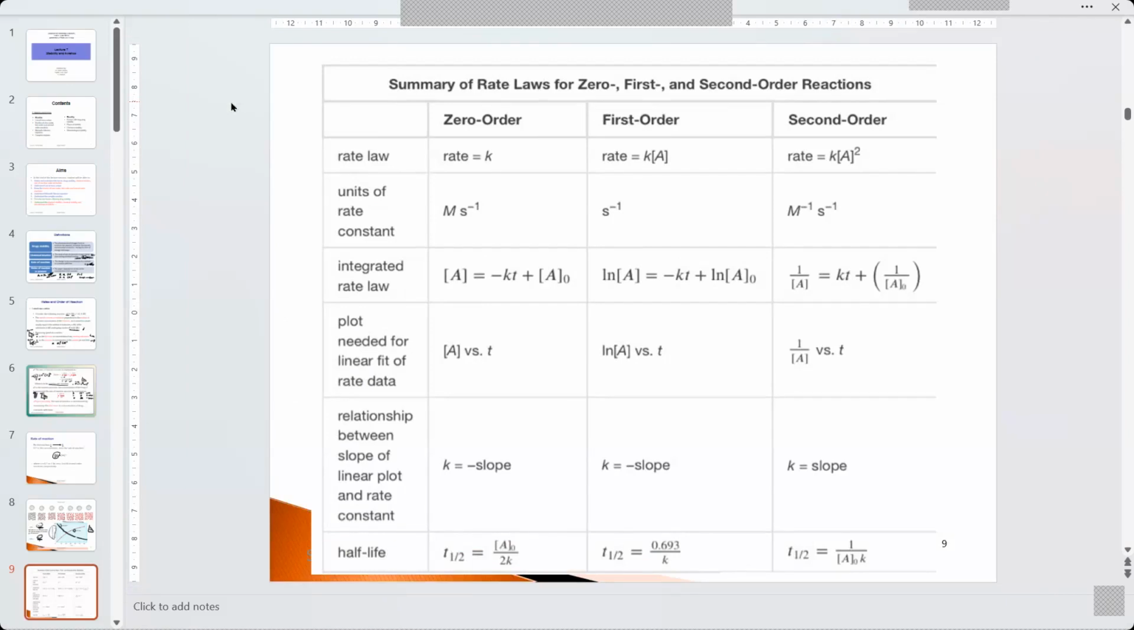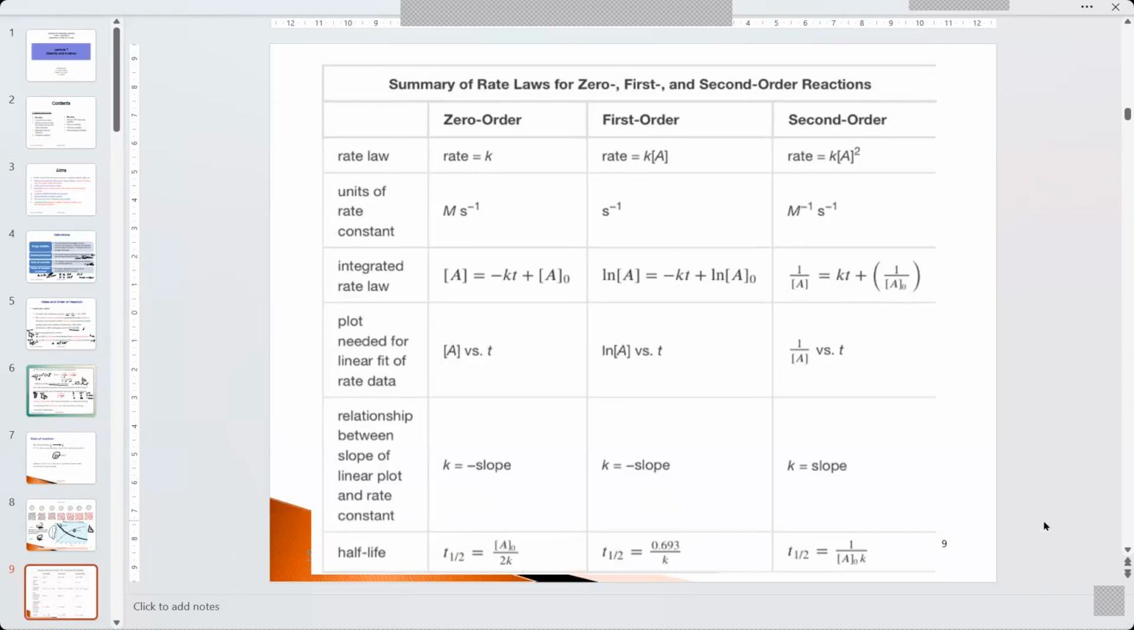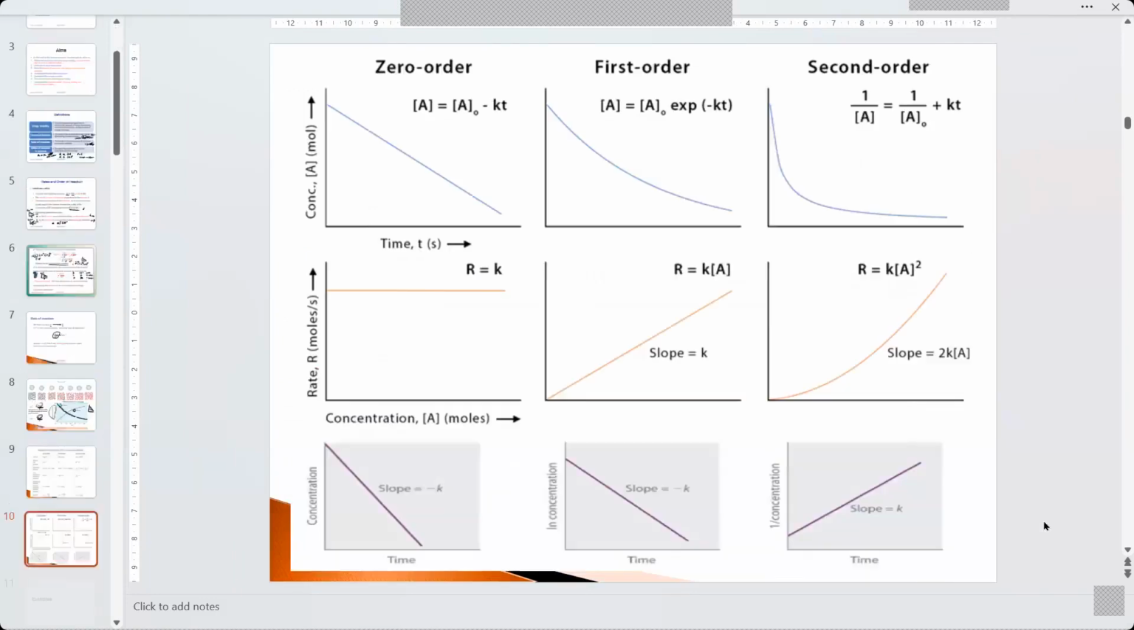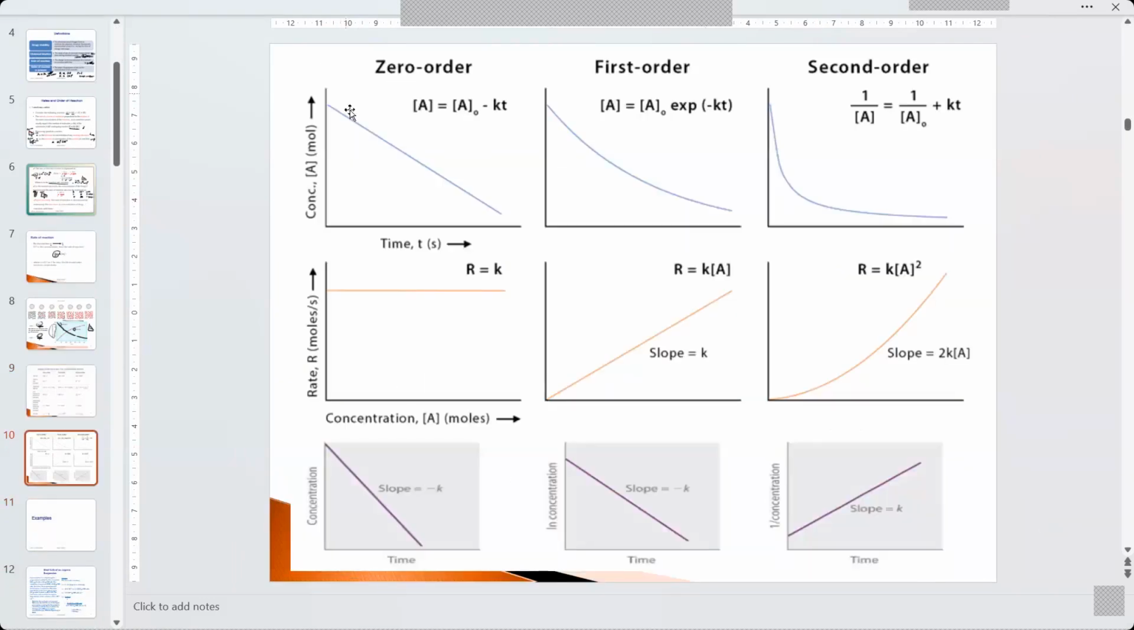Okay, we plot a normal graph, and then we try to find out the shape of this plot. So in zero order, as I explained to you, as you see here, what do you see? Usually zero order means fixed reaction rate, doesn't change with time. So you will see that the curve shape is like this, a straight line.